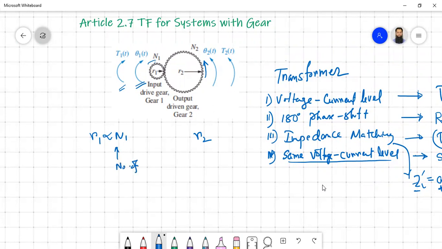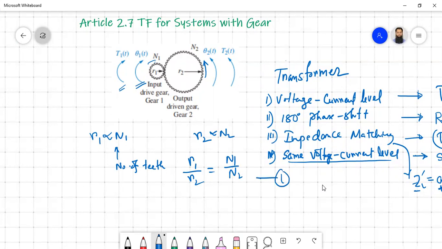So this is by convention. So teeth is proportional to your radius. This is how it is actually designed, number of teeth. Similarly, for this one as well, so radius will be proportional to number of teeth. So we can easily write one formula: R1 by R2 can be written as N1 by N2. So this is one thing.